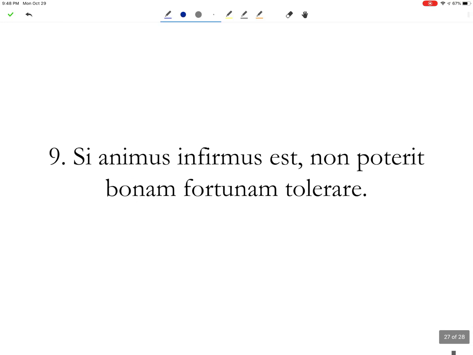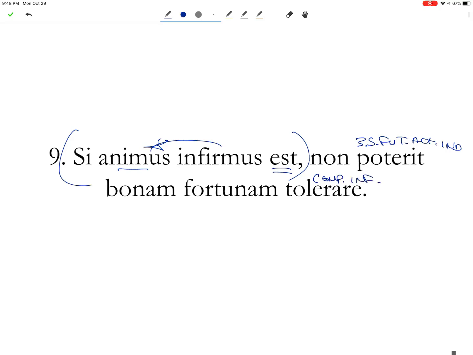9. Si animus infirmus est, non poterit bonam fortunam tolerare. So group these sentences. If the soul is infirmus, if the soul is infirm, unhealthy, non poterit, third person singular, future active indicative, it will not be able. What? Well, now we need to pull in the verb from wherever it is in the sentence, or in this case, the complementary infinitive: to tolerate. Now let's go back to where we were. Tolerate what? A good fortune. If the soul is unhealthy or is infirm, it will not be able to tolerate good fortune. Yeah. You're not going to handle winning the lottery, for example, I guess is the meaning.